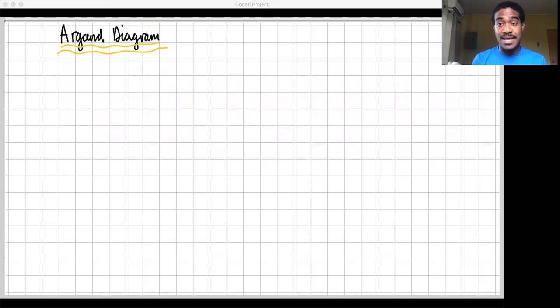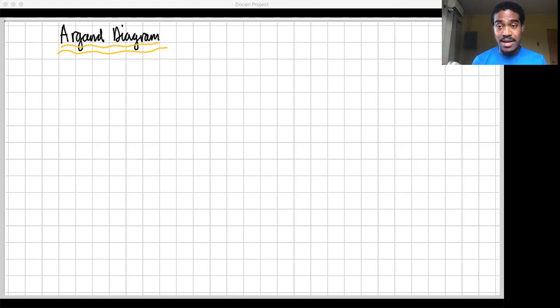And what is the Argand diagram? It's a diagram that shows the plot of a complex number. It's similar to the Cartesian plane, but a bit different in the sense that where we have an x and y axis in the Cartesian plane, we now replace the x-axis with the real axis when we look at the Argand diagram, and we replace the y-axis with the imaginary axis.